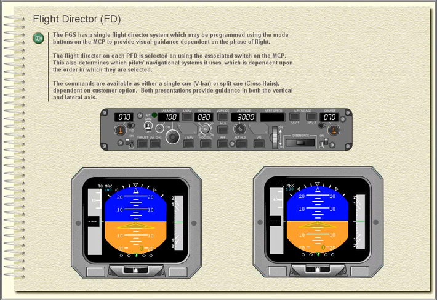Flight Director, FD. The FGS has a single Flight Director system which may be programmed using the mode buttons on the MCP to provide visual guidance dependent on the phase of flight. The Flight Director on each PFD is selected on using the associated switch on the MCP. This also determines which pilot's navigational systems it uses, which is dependent upon the order in which they are selected.